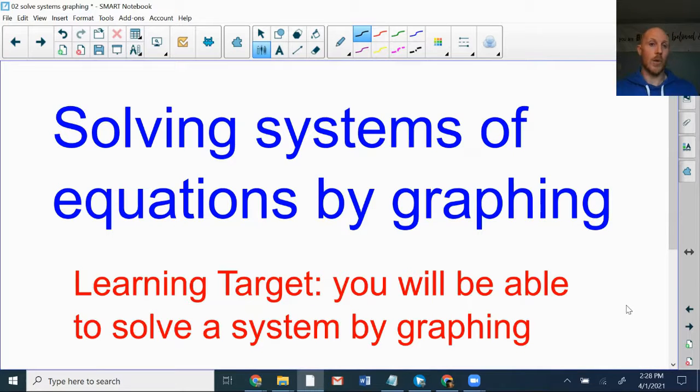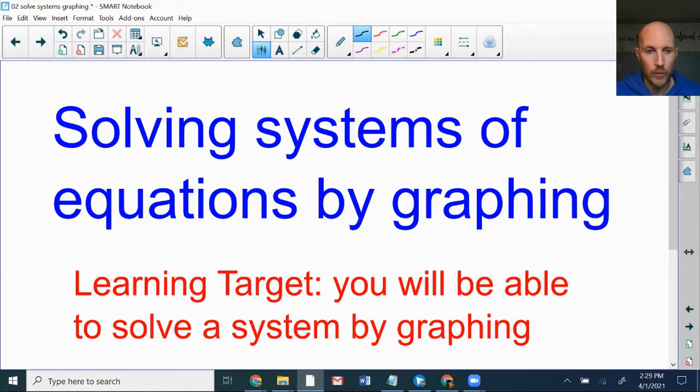So today we're going to look at solving systems of equations by graphing. And our learning target: you'll be able to solve a system by graphing. So solving systems is like a unit of topics we'll be looking at here for the next couple of weeks. And there are 3 different methods that we will learn about how to solve a system. And graphing is the first of them.